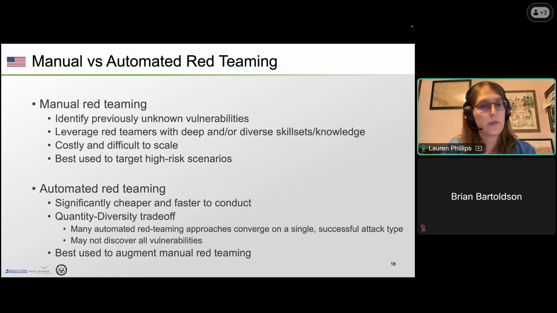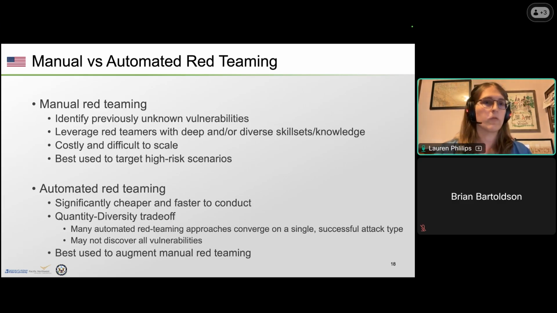as opposed to automated red teaming, which you can think of as a search, right? You're searching over an attack landscape, and so this is significantly cheaper to do in an automated fashion. But there are trade-offs, just like there are trade-offs in any kind of search. So one type of trade-off that has seen a lot of work over the last year is the quantity-diversity trade-off. So many automated search approaches for red teaming may converge on a single very successful attack type and may not be able to discover all of the other kinds of vulnerabilities that do exist.